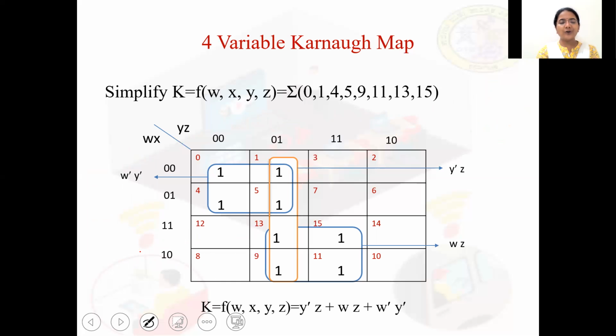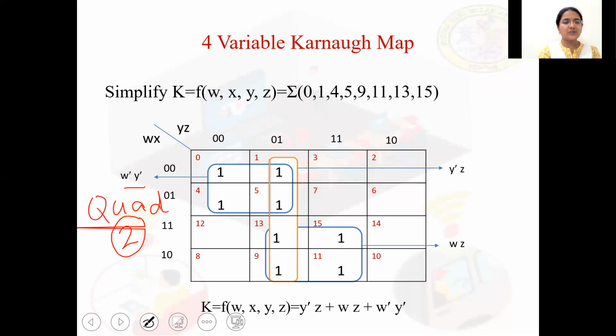Next, we have to check for the larger group of ones possible in order to get a product term. We have the minterms 0, 1, 4, 5, which form one quad, and we are able to eliminate 2 variables. 2 power 2 is equal to 4. If you are grouping 4 cells, then we are able to eliminate 2 variables. After grouping 0, 1, 4, 5, we get the simplified term, that is W bar Y bar.